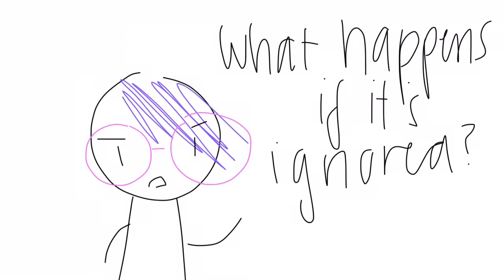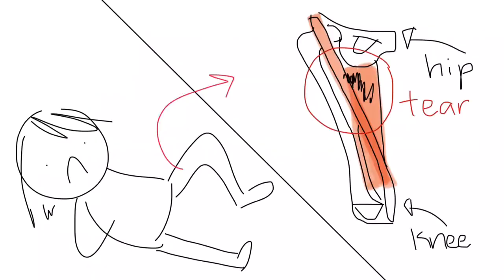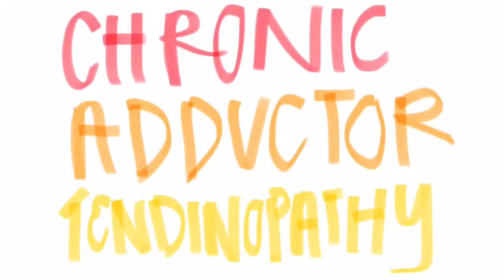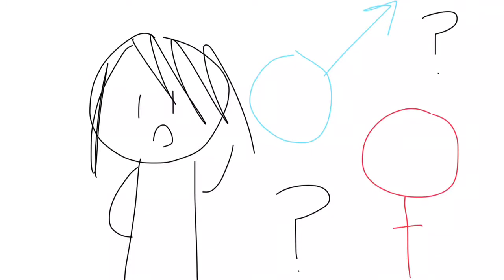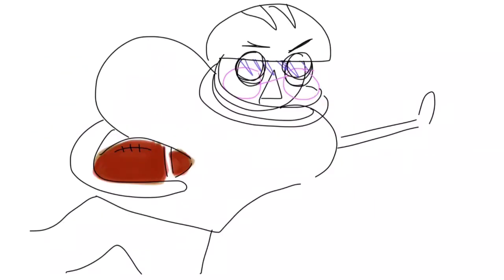What happens if you ignore your groin pull? If ignored, an acute groin strain can lead to a more chronic adductor tendinopathy, which can prove more difficult to overcome. Which gender is more likely to get a groin pull? Gender does not affect a person's chance to get a groin pull. Groin pulls are more likely to happen to players in sports that require jumping or changing directions. These are sports such as soccer, football, and hockey.